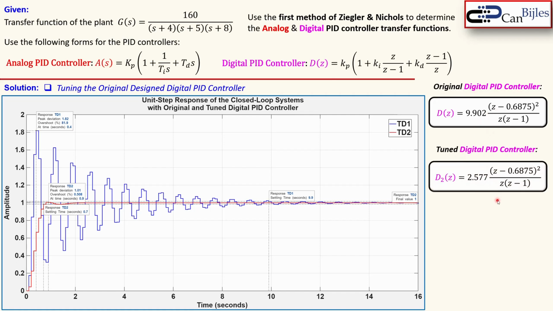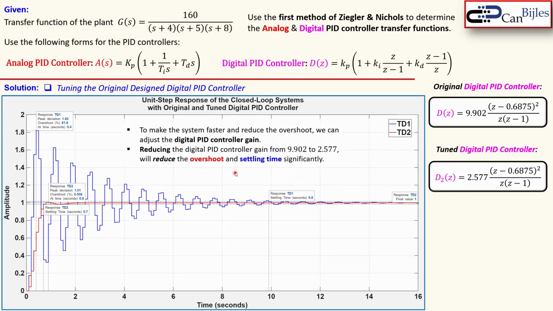So what we have done is the following. We only have changed this. So the Z double zeros are exactly the same and the poles are exactly the same. So 9.902 has changed to 2.577. Again, this is done in MATLAB by fine-tuning. So that is actually the operation there. So we can make the system faster, and also reduce the overshoot by adjusting, or actually reducing, the gain. Why do I actually reduce it?